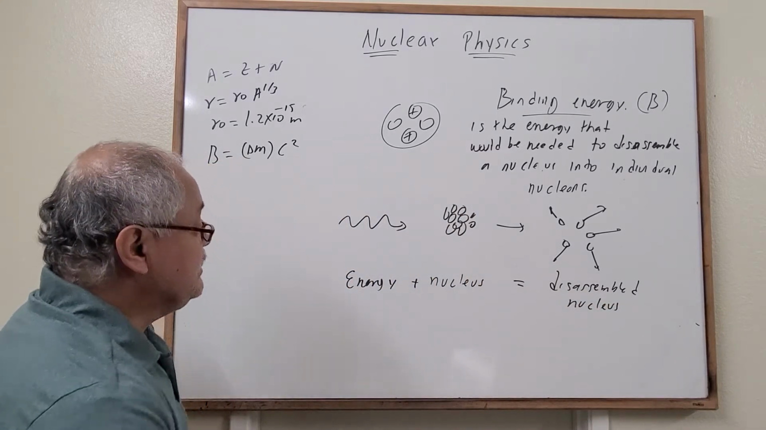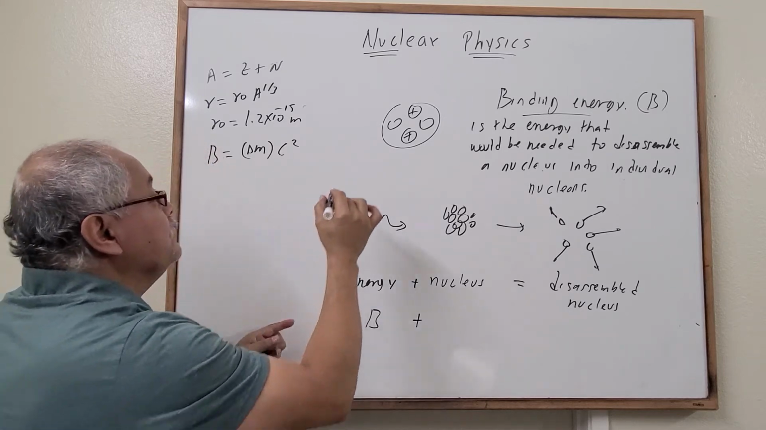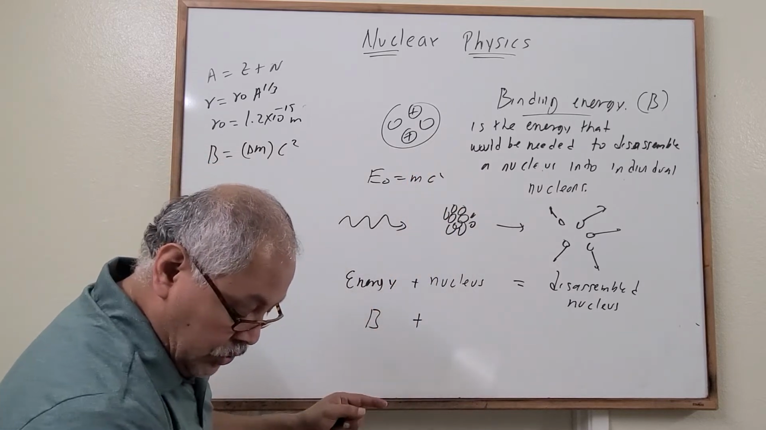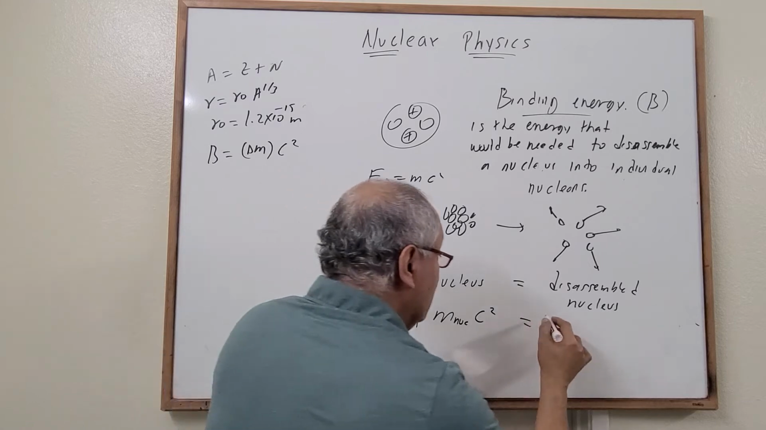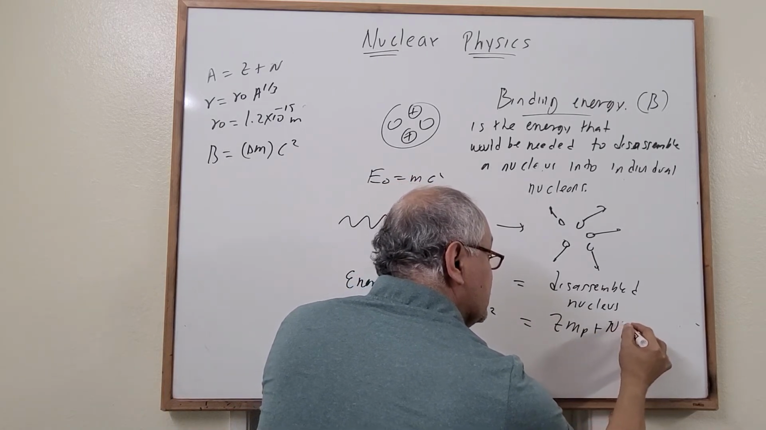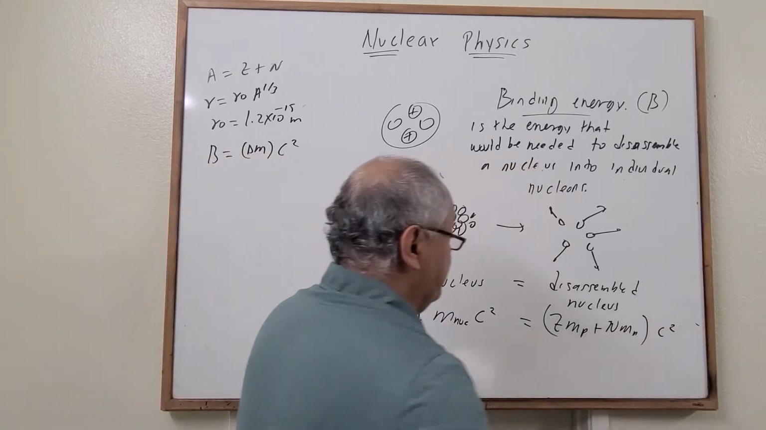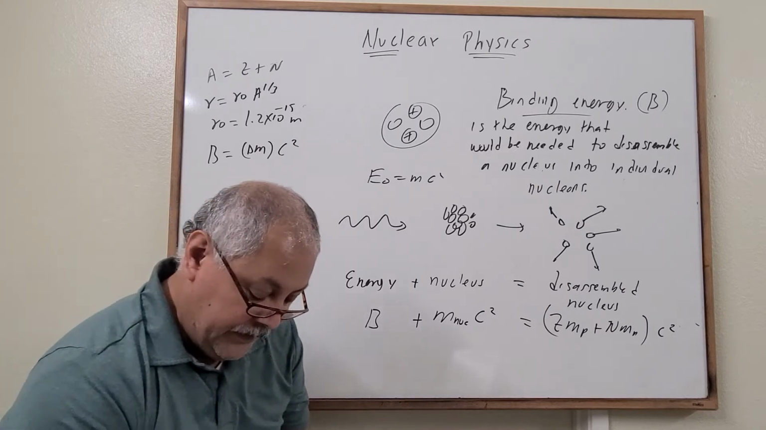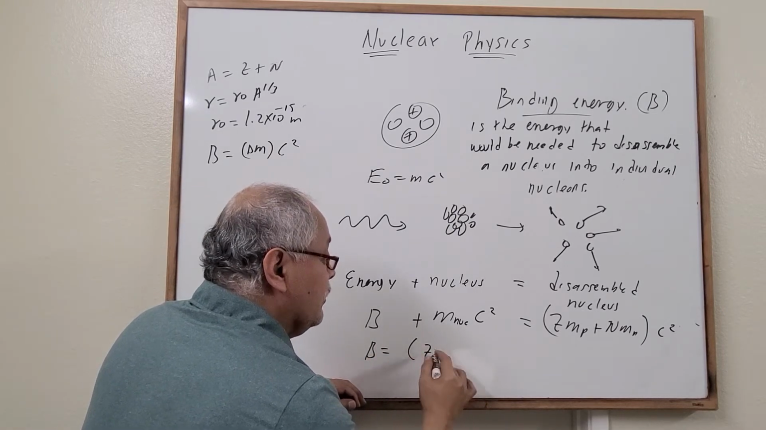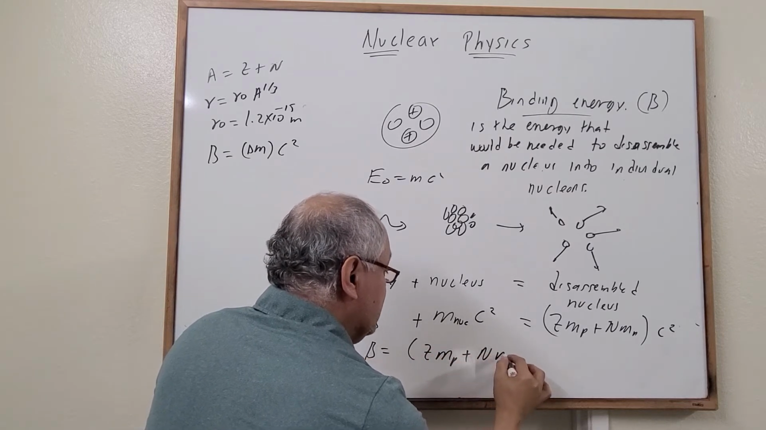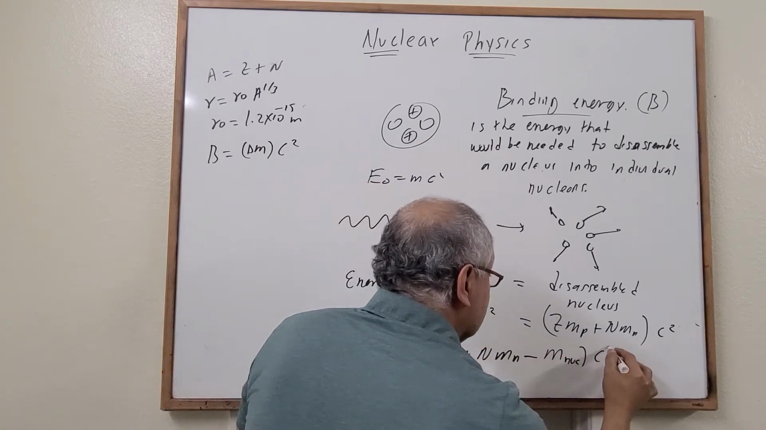Now let's give some symbols. It's going to be the binding energy plus, again using the rest energy, the mass of the nucleus times c squared, equal to the number of protons times the mass of a proton plus the number of neutrons times the mass of a neutron, times c squared. Perfect. Now let's solve for the binding energy. The binding energy is equal to the number of protons times the mass of each proton plus the number of neutrons times the mass of each neutron, minus the mass of the nucleus, times c squared.